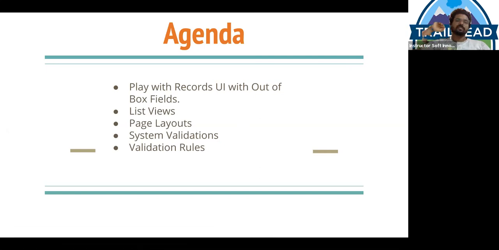Here is today's agenda. Today we work with the record COI with the out-of-box fields, whatever fields are standardly provided to us, and then we work on that. After that, we work on the list views. We discuss the list views, page layout, system validations, and validations view. These are all the things we are going to discuss today. Let's start with the records.